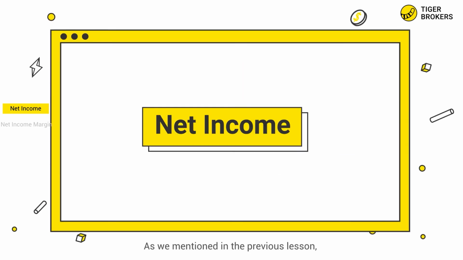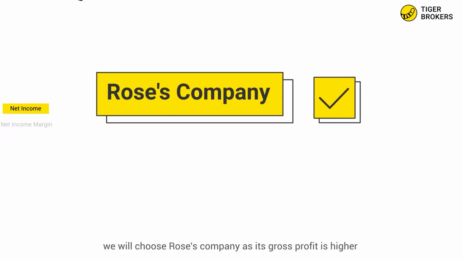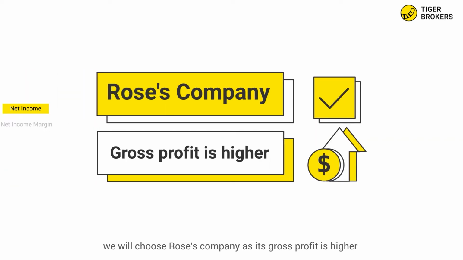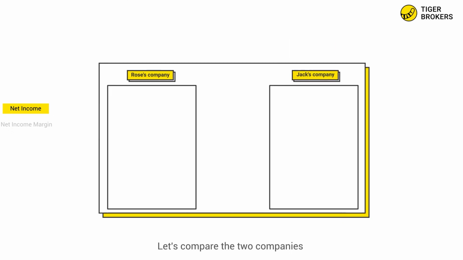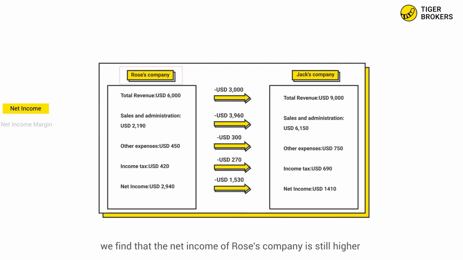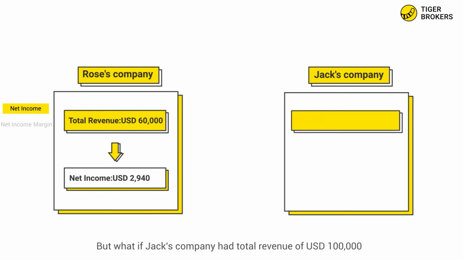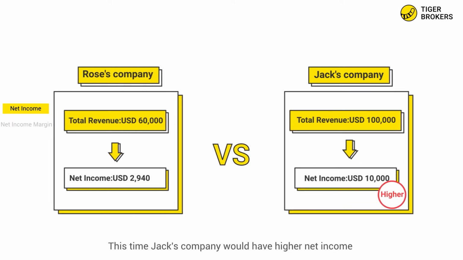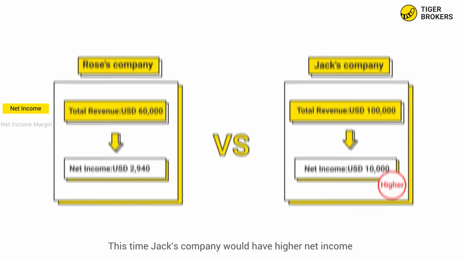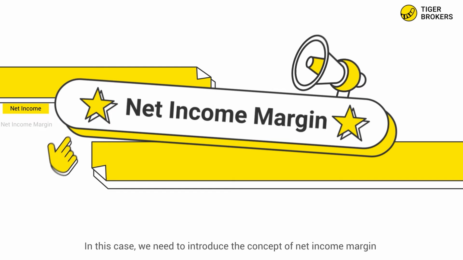As we mentioned in the previous lesson, if we focus on gross profit, we would choose Rose's company as its gross profit is higher. What if we focus on net income? Let's compare the two companies. After comparison, we find that the net income of Rose's company is still higher. But what if Jack's company had total revenue of 10 million USD and net income of 10,000 USD? This time, Jack's company will have higher net income. In this case, we need to introduce the concept of net income margin.